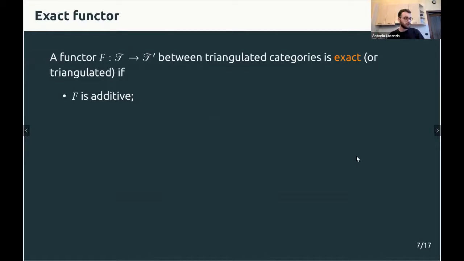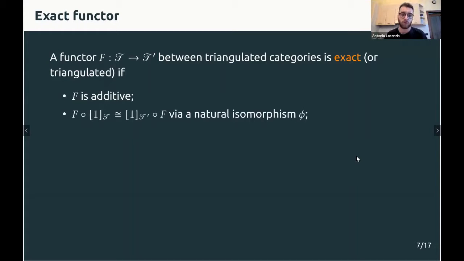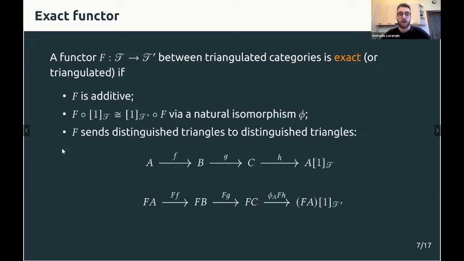Before going on, I also want to talk about the functors between triangulated categories. To recall the definition, triangulated categories have shifts and distinguished triangles, and also they are additive. So first of all, we want the functor to be additive. Second of all, we want it to commute with the shift functor, and this can be done via a natural isomorphism, which is very important because it also tells us how f sends distinguished triangles to distinguished triangles. As you can see here, phi appears.